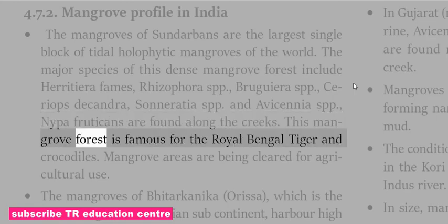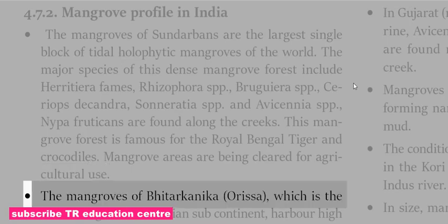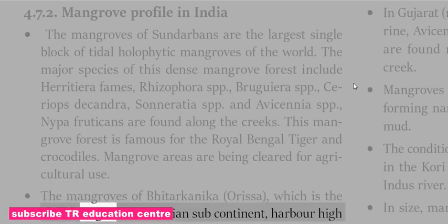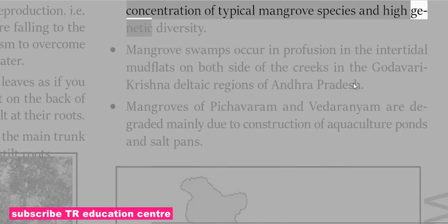This mangrove forest is famous for the Royal Bengal tiger and crocodiles. Mangrove areas are being cleared for agricultural use. The mangroves of Bhitarkanika, Orissa, which is the second largest in the Indian subcontinent, harbor a high concentration of typical mangrove species and high genetic diversity.